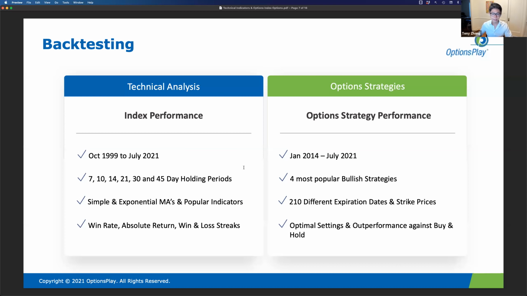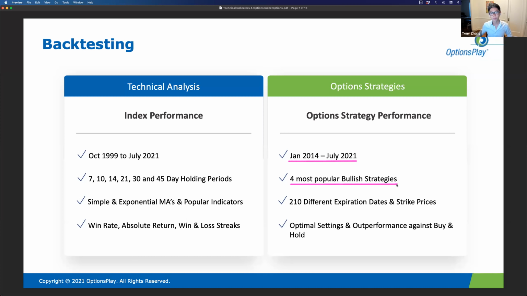And then once we had that data, we said, okay, you can either buy and hold the trades, or you can trade the options on those strategies. So that's when we did some options backtesting. Options backtesting is more limited in terms of historical data. So we went from January 2014 to July 2021, about 7 years of backtesting data.